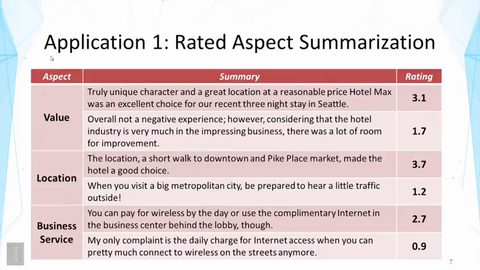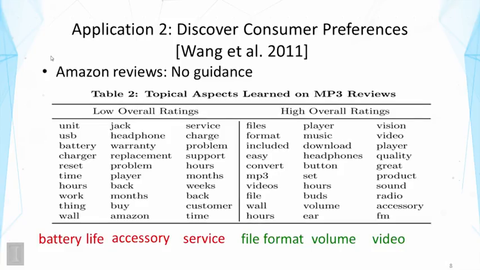So with these results, we can build a lot of interesting applications. For example, a direct application would be to generate a rated aspect summary. Because of the decomposition, we can now generate the summaries for each aspect, the positive sentences, the negative sentences about each aspect. It's more informative than the original review that has just an overall rating and the review text.